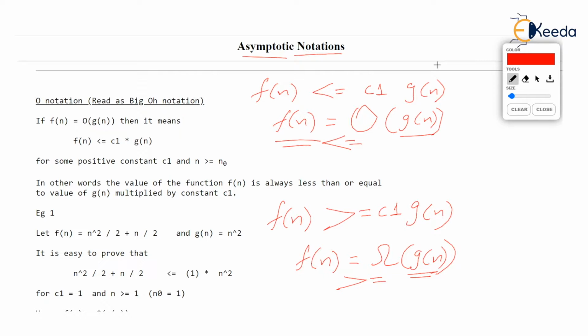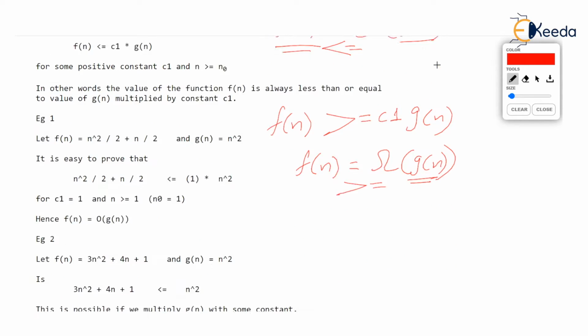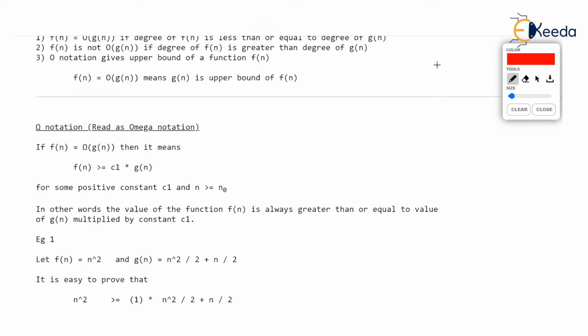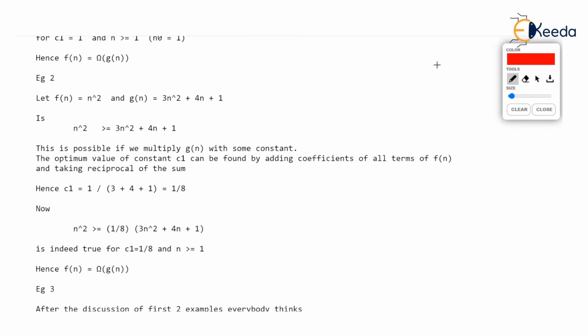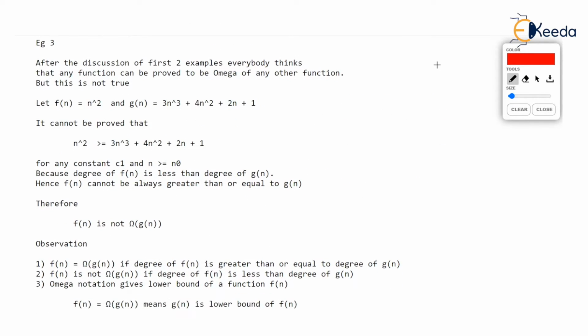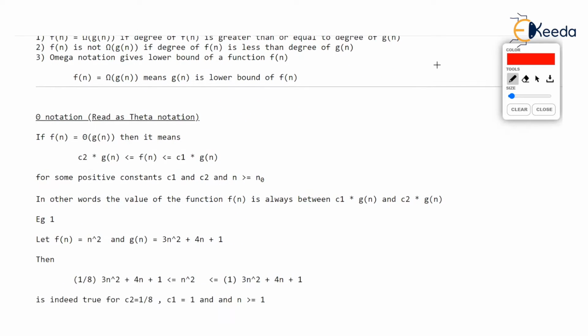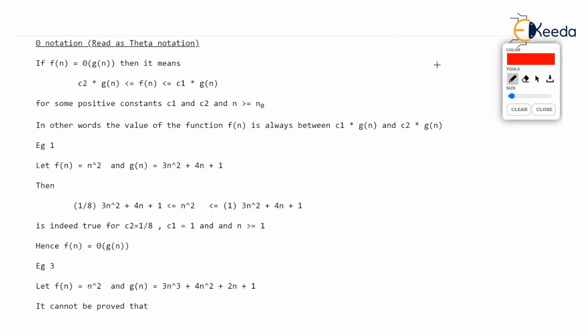Now in this video, third notation, and possibly the most important of all three notations, is theta notation. So let's find out what is theta. Trust me, this notation is going to be very easy after learning O and omega, because this is a combination of both O and omega.